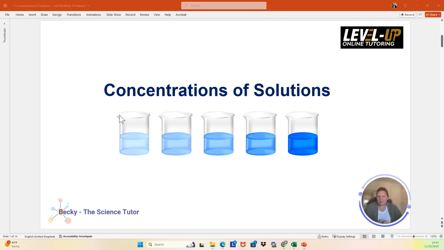Have you ever made a really strong squash drink or added too much sugar to your tea? That's all about concentration. It's how much of a substance is dissolved in a liquid. And in this session we're going to have a look at how to measure and calculate concentration, why that's important in chemistry and in real life, and how it affects reactions. So let's get started.